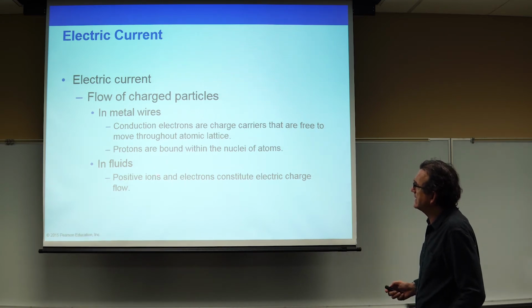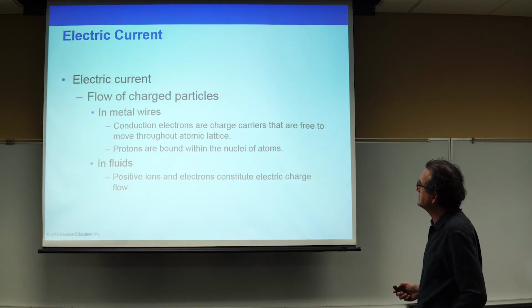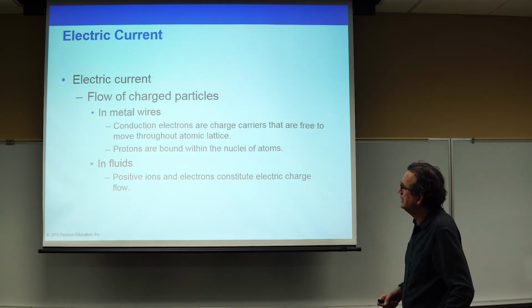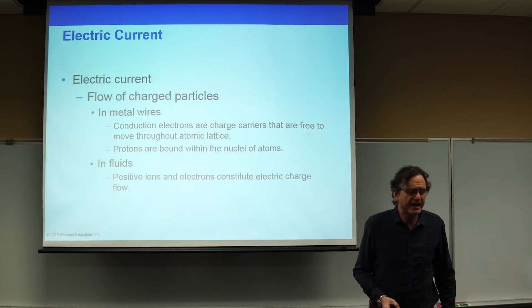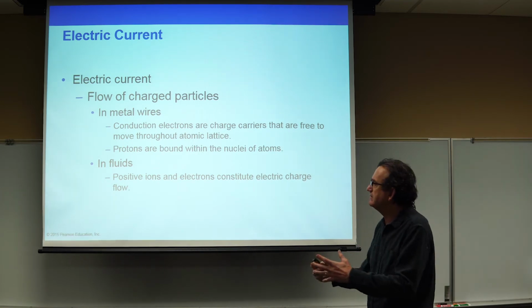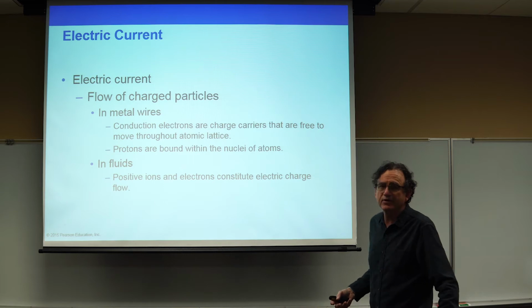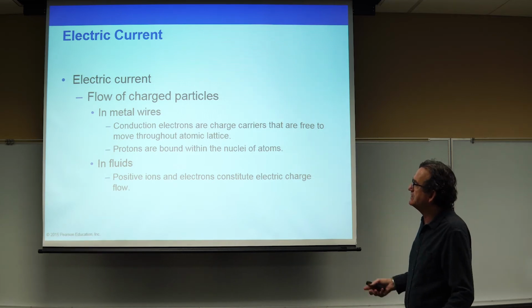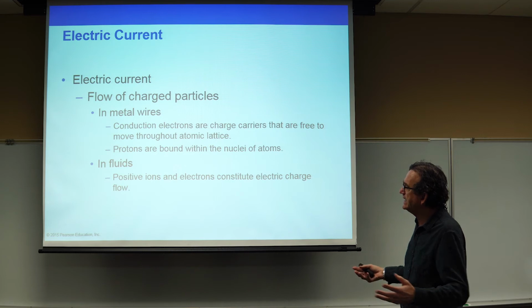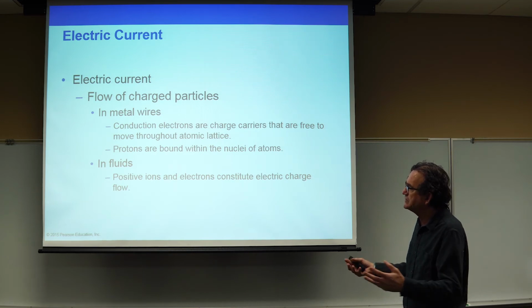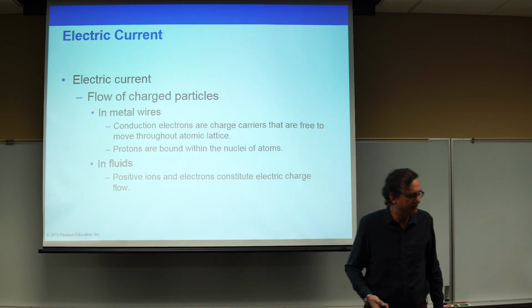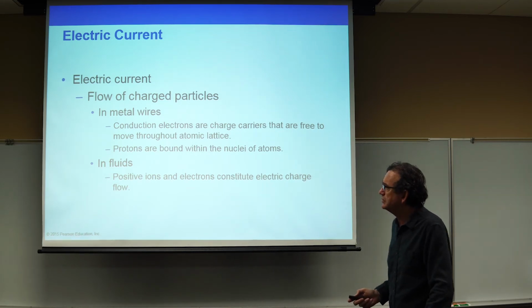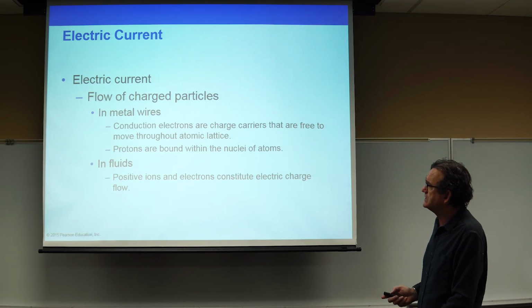In fluids, it's slightly different, although we're not really studying that in this section. Positive ions and electrons can constitute electric charge flow in fluids. Sometimes we call these gaseous states or plasmas. Plasmas are a gas of positive and negative particles, such as we find in the upper atmosphere of the Earth, and in a gas or in free space, these ions can be both positive and negative. But for our concern here in circuits, we'll be looking at the negative electrons as the charge carriers.